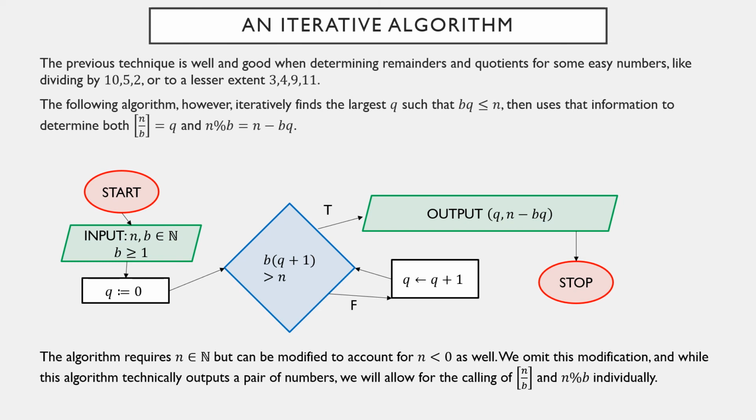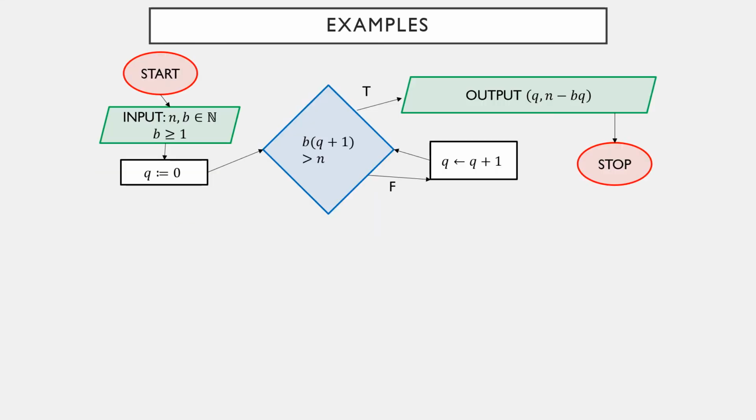This requires that n be a natural number. Okay, so notice that the input stage, b is bigger than or equal to 1, that's always required, but we're actually requiring n to be a natural number. The algorithm can be modified to account for negative numbers, but it makes it take up more space on the page and makes it look more confusing. Okay, so we're actually just going to set that aside for now. So here's that algorithm, and let's get our hands dirty working through it.